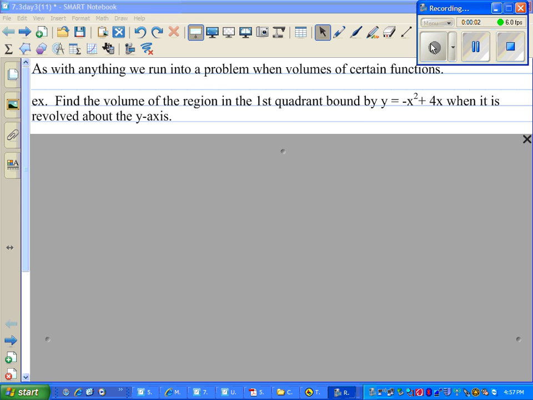This is section 7.3, and we are going to find volumes of solids using what's called cylindrical shells, or the shell method. The first sentence here says, as with anything, we run into a problem when finding volumes of certain functions. For example, find the volume of the region in the first quadrant bound by y equals negative x squared plus 4x when it is revolved about the y-axis.